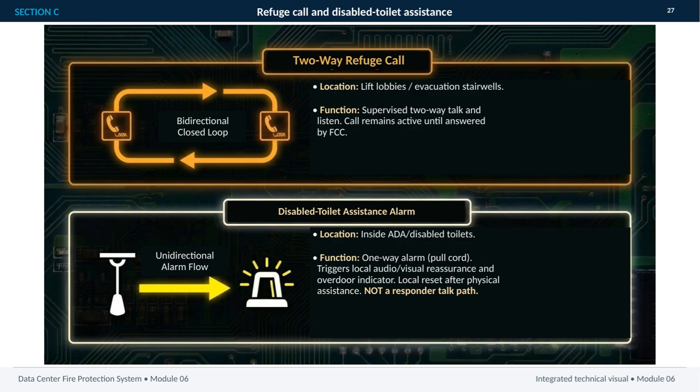The second system is the disabled toilet assistance alarm, located inside ADA or disabled toilets. This is a unidirectional alarm flow. Pulling the cord triggers local audio and visual reassurance, along with an indicator over the door, so assistance can be identified at the location. The alarm is reset locally, but only after physical assistance has been provided. The key point is that this toilet alarm is not a responder talk path. One system supports supervised conversation. The other provides local notification and reassurance until someone arrives to assist.